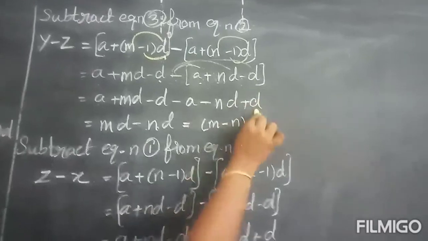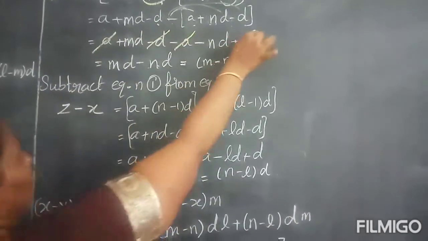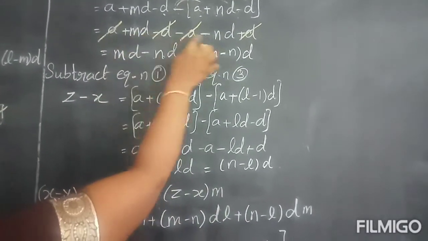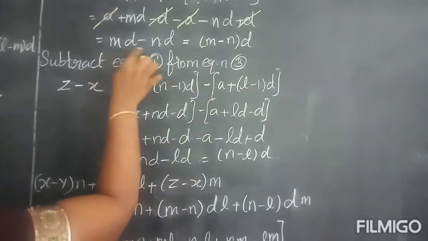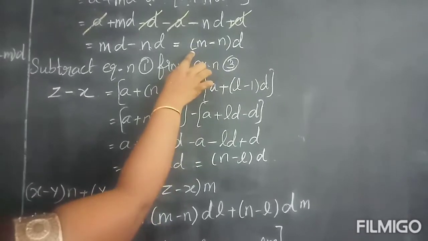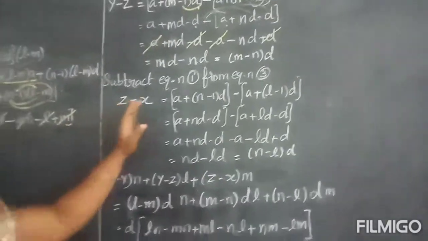will get plus D. Okay, so plus A minus A will get cancelled, minus D plus D will get cancelled. Write the remaining terms, that is MD minus ND. So I wrote here MD minus ND. In both I will take D as common. So I get (M minus N) into D. So next step we are going to find z minus x.